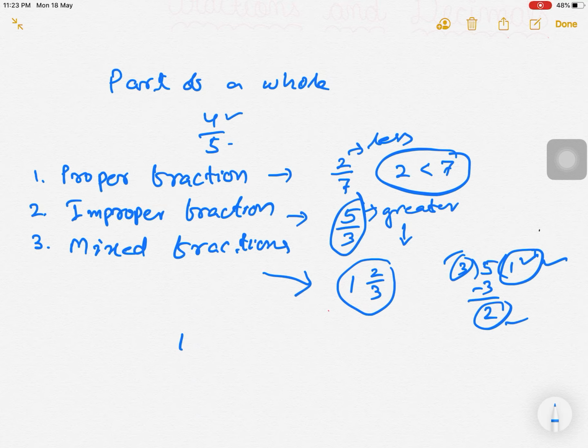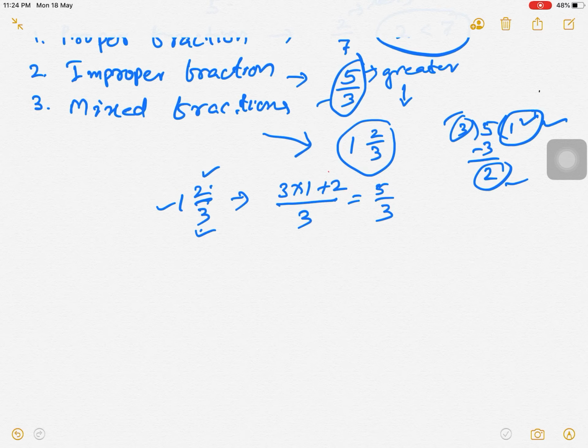In the same way, mixed fraction can be converted to improper fraction. And how to do this? Suppose I want to convert this mixed fraction to improper fraction. Then I have 3 multiplied by 1 plus 2, and the denominator remains the same. So it gives you 5 by 3. As you have already seen, it is 5 by 3. So in this way, we can convert improper fraction to mixed fraction and mixed fraction to improper fraction.